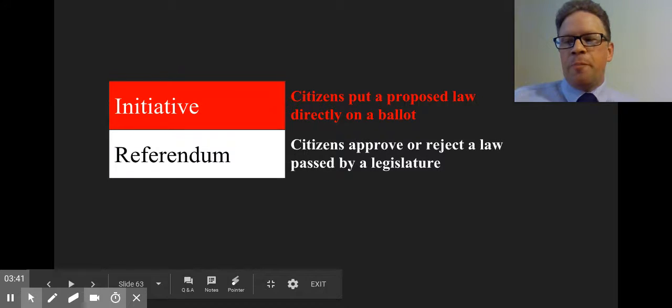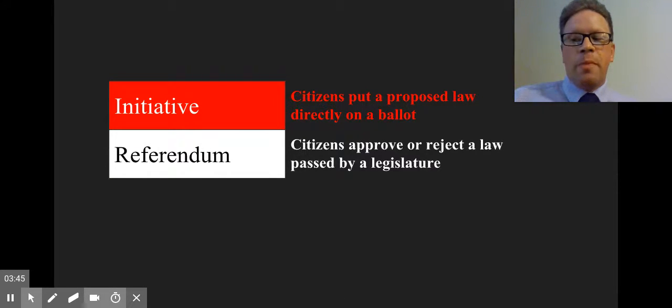A referendum is a process allowing citizens to either approve or reject a law passed by a legislature. So oftentimes, these are going to be required on certain types of ballot measures. If you ever try to amend a state constitution, you almost always have to have a referendum vote. Often, if there's a passage of an unpopular law, sometimes there'll be petitions to overturn that law, and then the referendum vote will be the final verdict on those things.